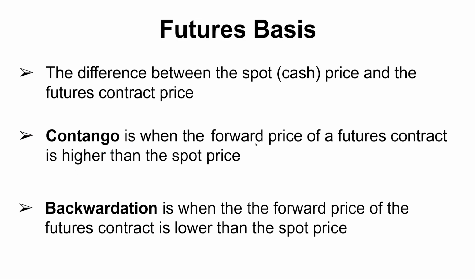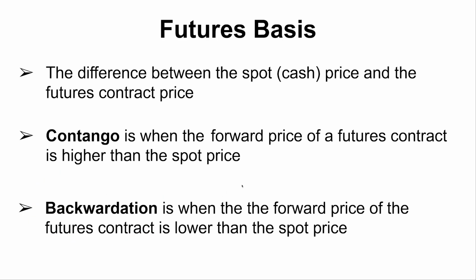Contango is when the forward price of the futures contract is higher than the spot price. Really simple: if the spot price is $1,000 and the futures price is $1,500, the futures price is greater than the spot price, illustrating contango. Backwardation is when the forward price of the futures contract is lower than the spot price. Just like the example we just talked about, let's say the spot price is $1,000. The futures contract would need to be below it, maybe $700. This illustrates backwardation.